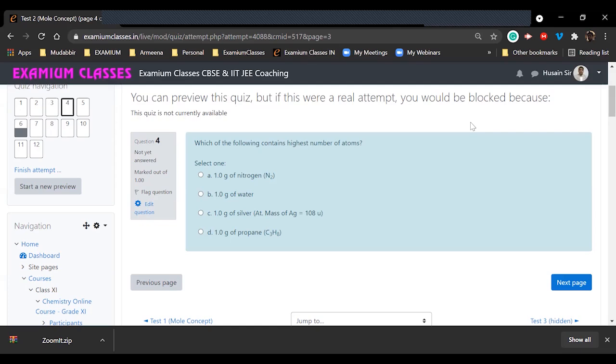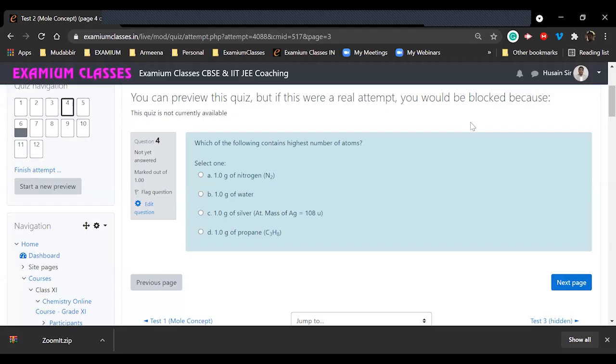Okay, 1 gram of water. How many molecules will be there? 1 divided by 18 into Na molecules. Multiply that by 3 because H2O means there are 3 atoms, 2 of hydrogen, 1 of oxygen. Then 1 gram of silver, atomic mass is 108, so very high atomic mass, 1 divided by 108 into Na. Then 1 gram of propane. So I'm considering nitrogen, water, silver and propane, and calculating the number of atoms.